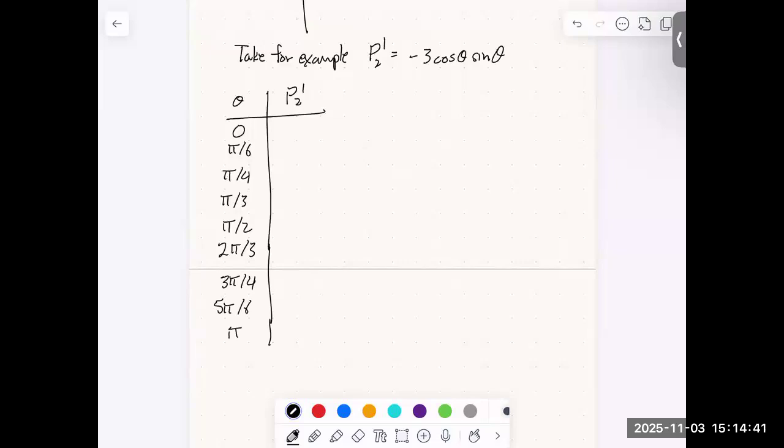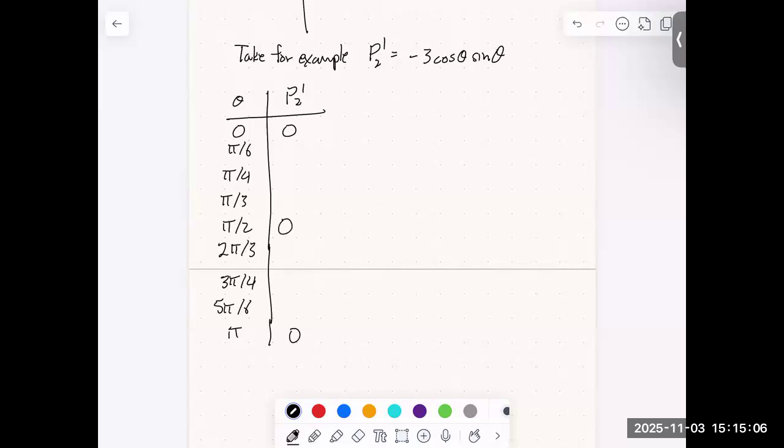All right, when I put in theta equals 0, I know sine of 0 is going to be 0. So I'm going to get a 0 here. When I put in theta equals pi, I know sine of pi is going to be 0. So I'm going to get 0 here. When I put in pi by 2, I know the cosine is going to be 0. So I get 0 here. So there's some easy values.